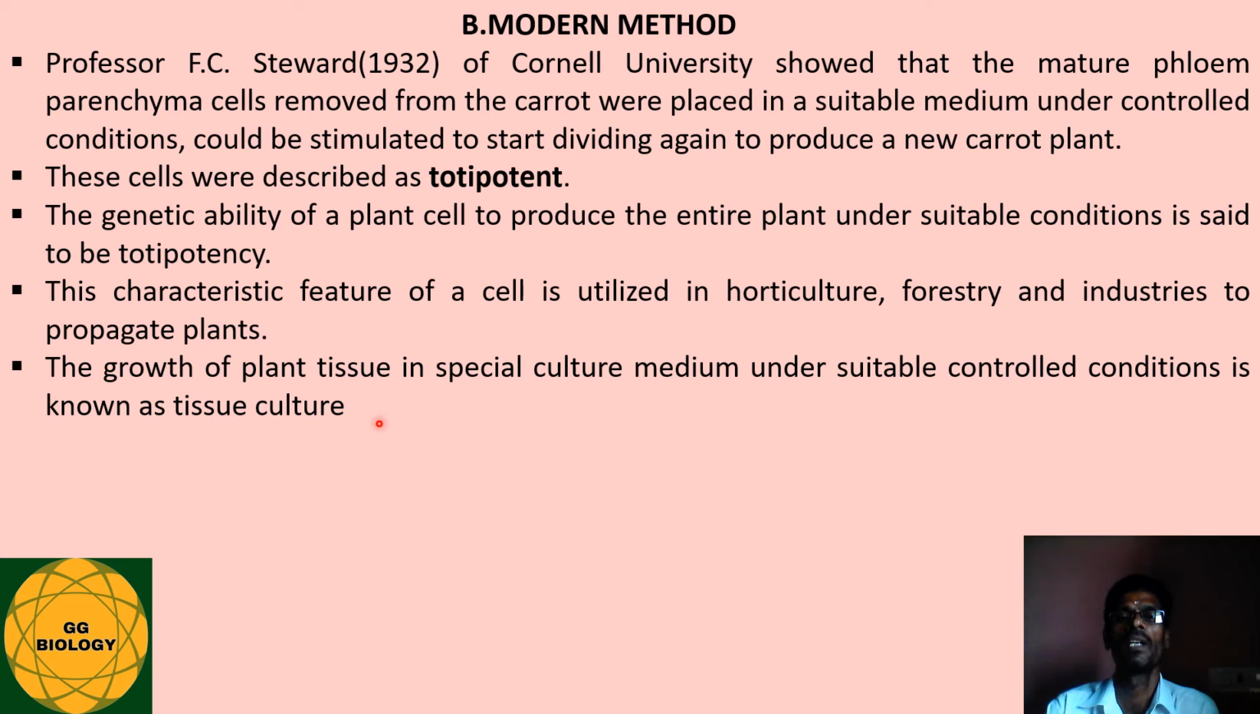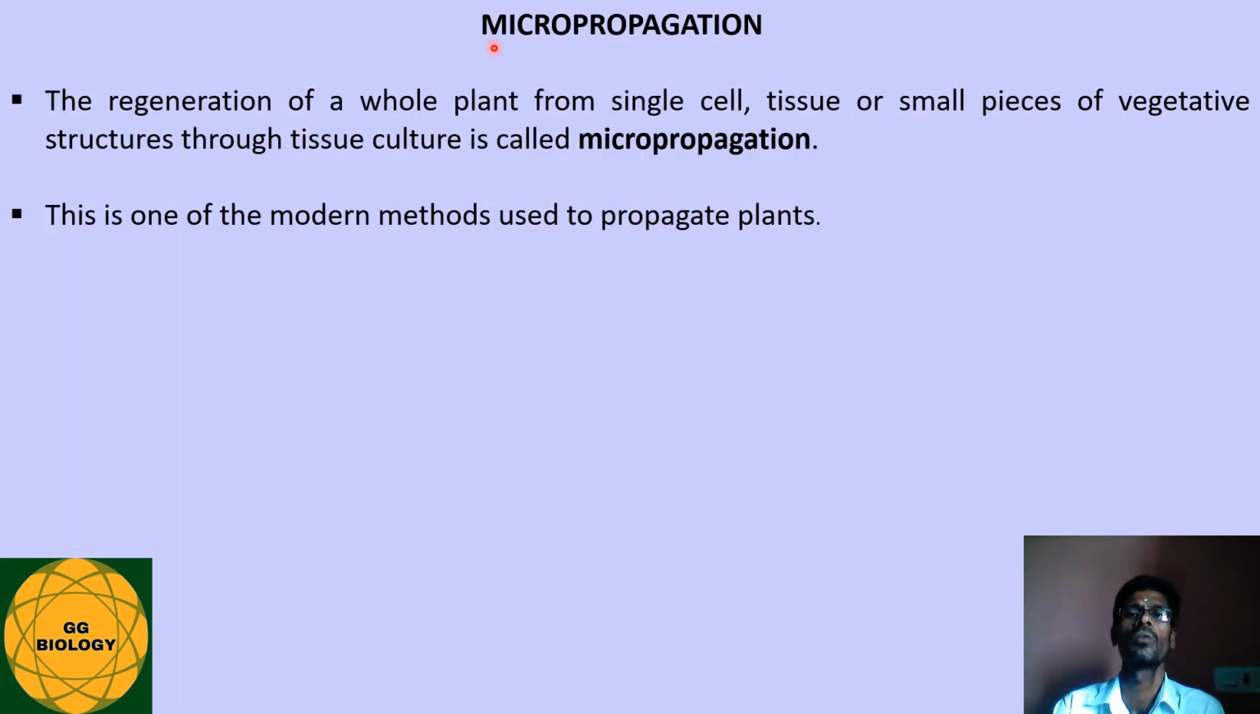The growth of plant tissue in a special culture medium under suitable controlled conditions is known as tissue culture. You may get this question from a 2-mark point of view: define tissue culture. Next, micro-propagation. The regeneration of a whole plant from a single cell, tissue, or small pieces of vegetative structures, namely root, stem or leaf, through tissue culture is called micro-propagation. This is one of the modern methods used to propagate plants.